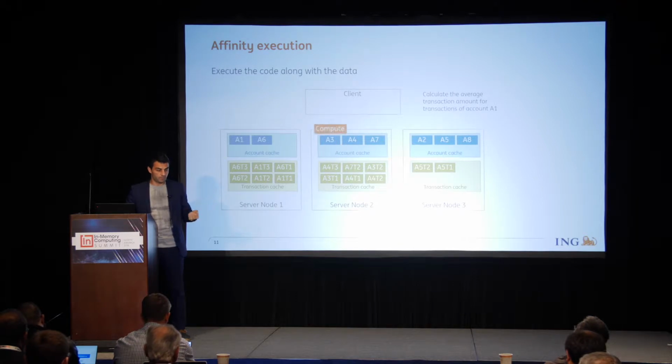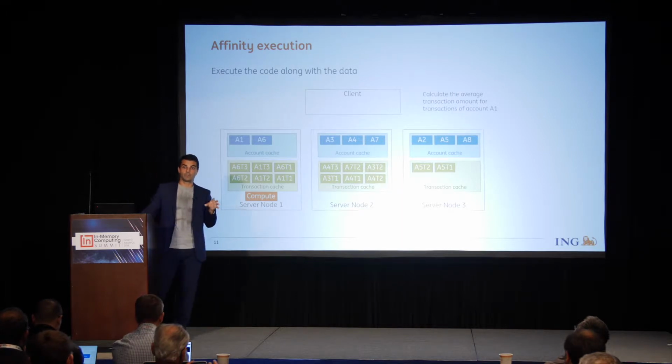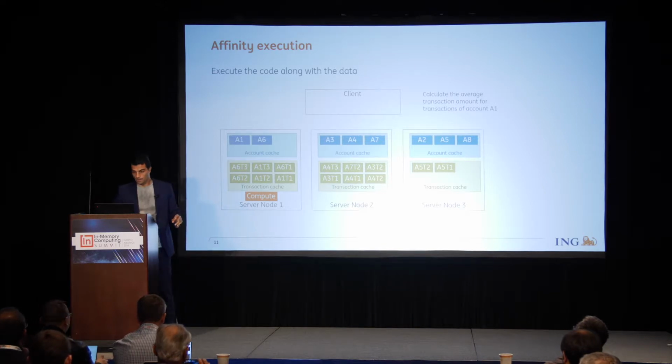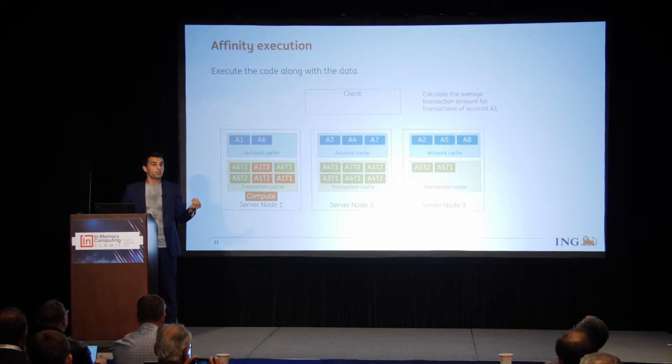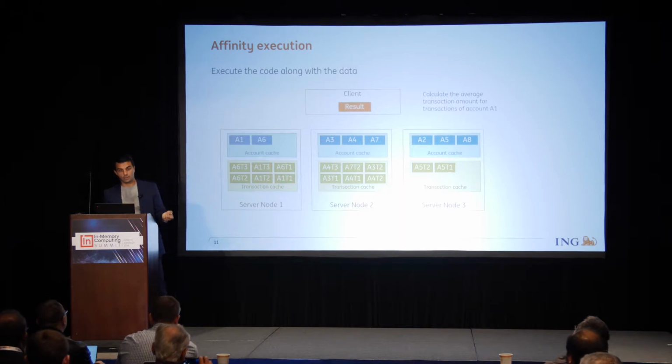I will send it. Because we know that it's for account one, Ignite will be able to say, OK, this task is for account one, I know that account one maps to server node one. So it will send the compute task to the first server node. Then no need to go to other nodes to gather the data, because all the data is in the same JVM, in the same memory. Everything is in the same server because we use collocation. And that helps us a lot. So we do our nice compute, we get a result, and we send the result back to the client.